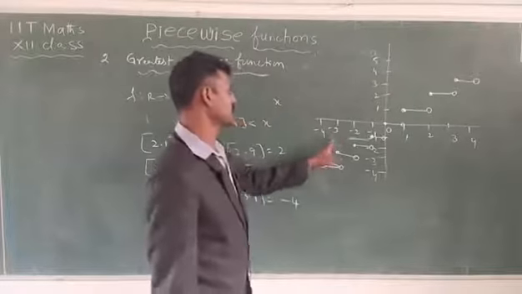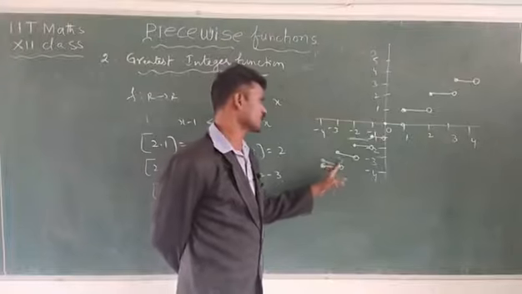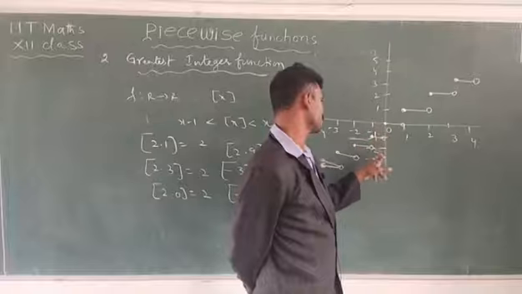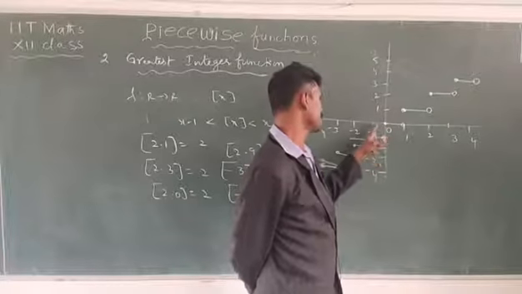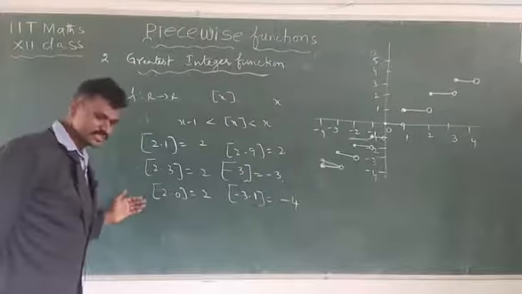Minus 3.2 here, 3.9 up to 9. Then this is also 4 minus 4. Then here also 0 to minus 1. 0 to minus 1 means here 0 means 0, and here means minus 1. Okay, now this is the greatest integer function.